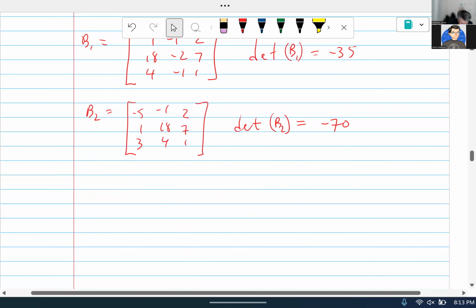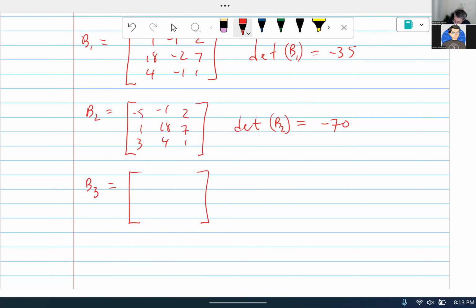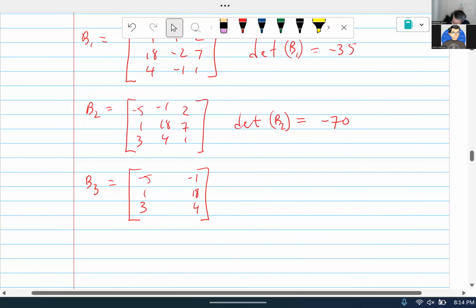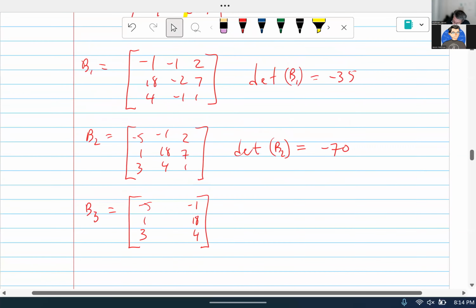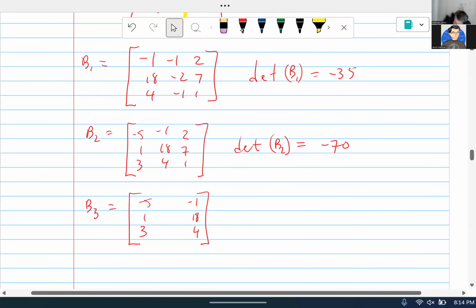Then what's B3? I take matrix A and replace the third column with my constant column vector, -1, 18, and 4. That gives me -5, 1, and 3, then -1, -2, -1 for the second column. If I find the determinant of B3, I get -105.